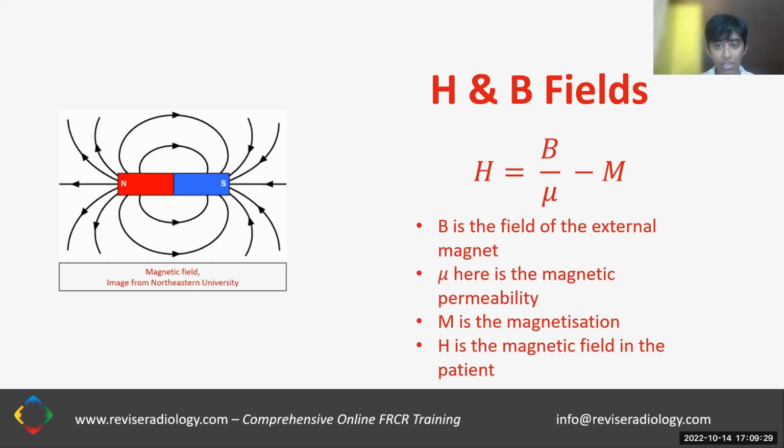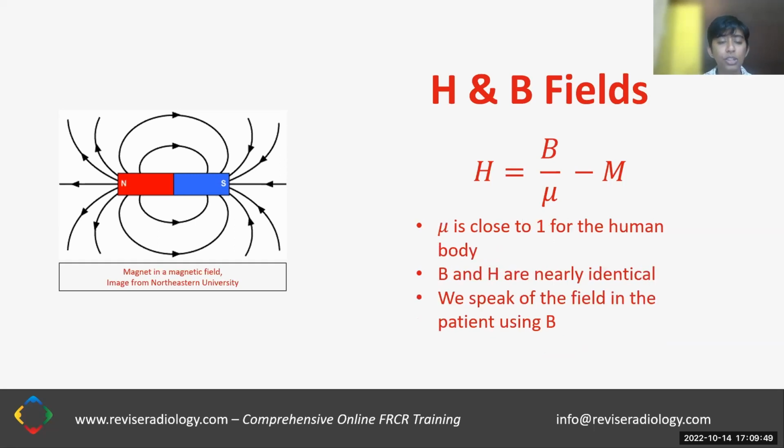why is it that we're talking about B when we really mean H? So the reason is because we know that there's this formula that exists, which is that the field in the patient is related to the external field which is applied, but there are these other factors in the equation like mu and M. So you might be asking, what happens to mu? What happens to M? Why are we talking about B instead of H? So the fact is that mu is close to mu-naught for the human body, and the magnetization is incredibly small compared to the external field that's applied. So therefore, B and H are nearly identical.